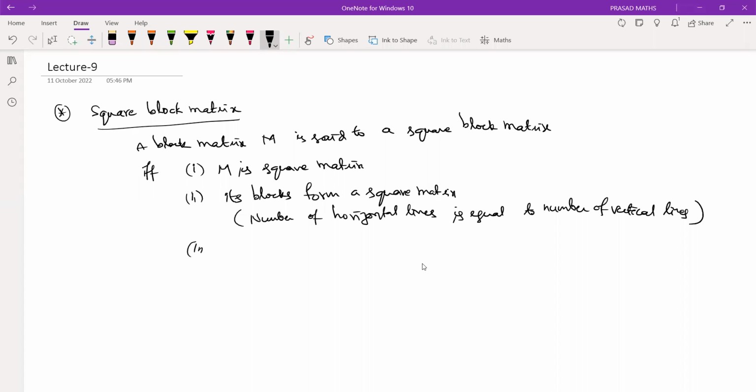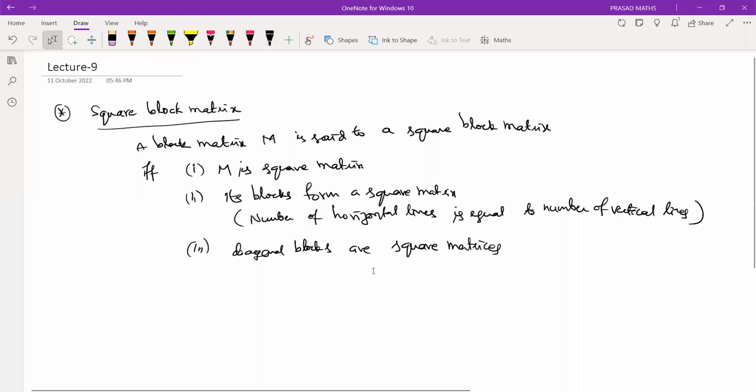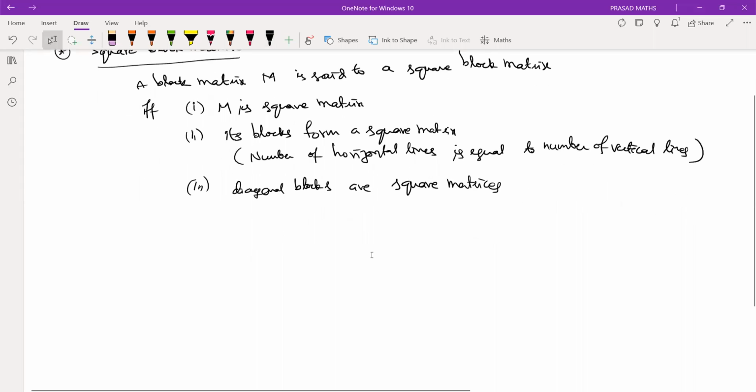Third one, diagonal blocks should be square. So this is a definition. A block matrix which satisfies three properties is called a square block matrix.